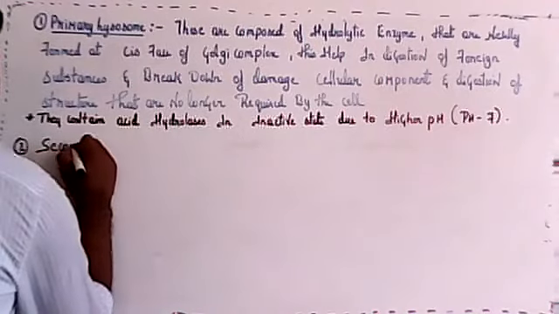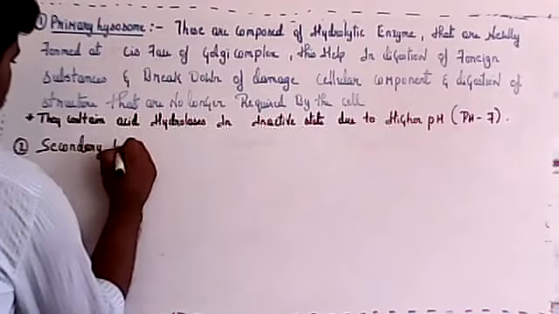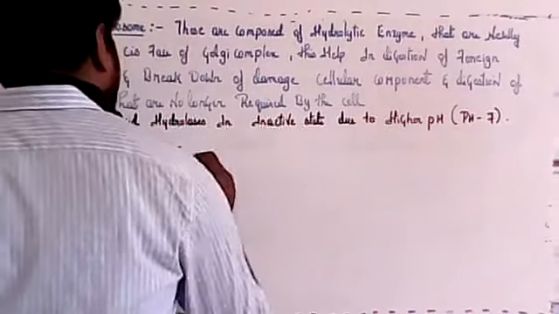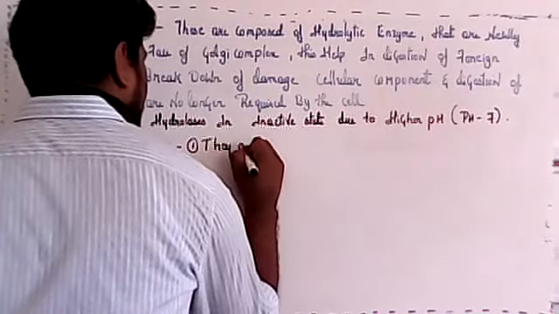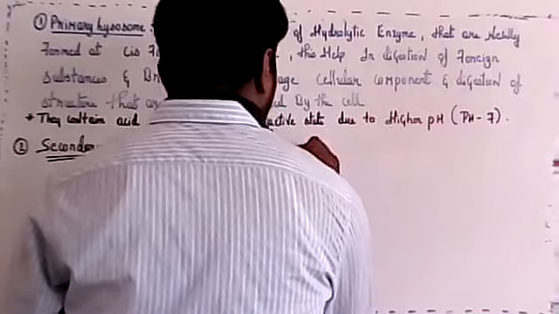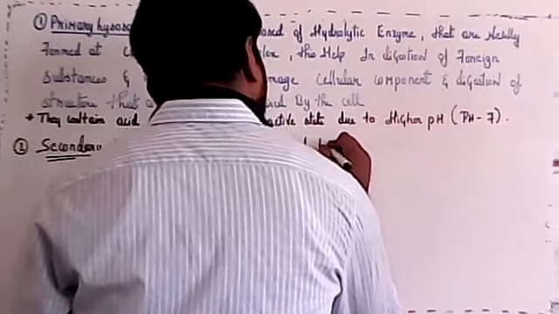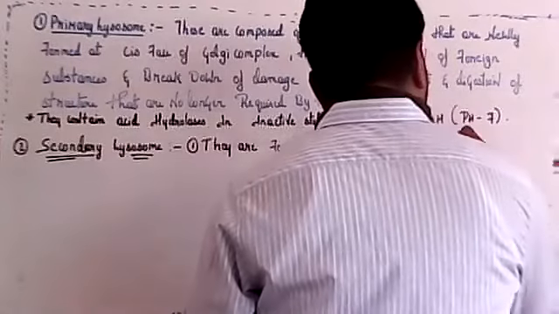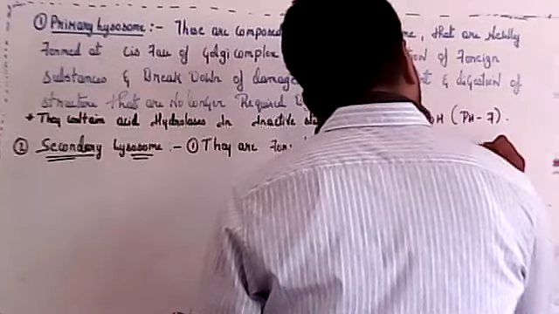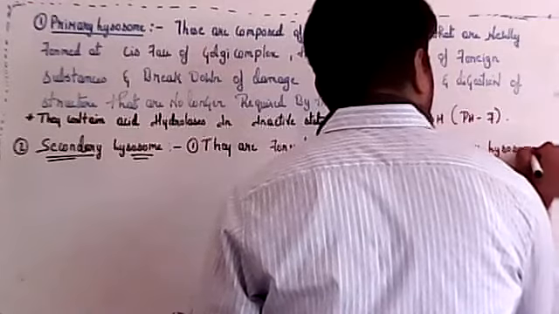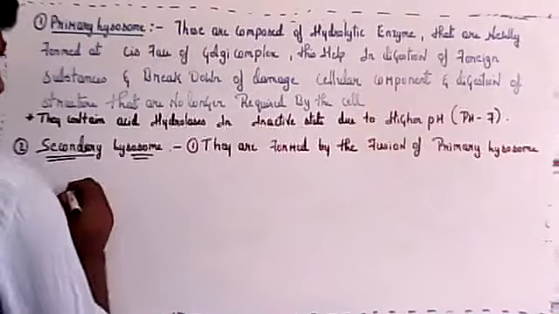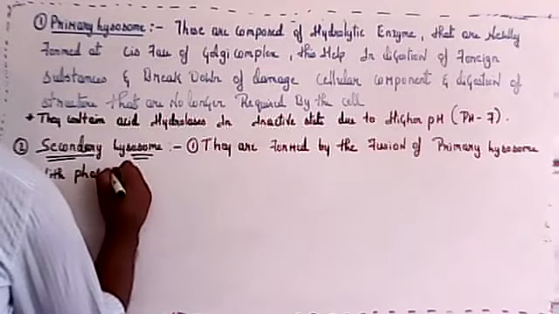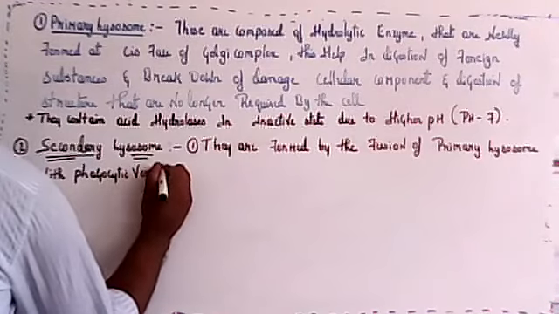So next, secondary lysosome. They are formed by the fusion of primary lysosome with a phagocytic vesicle.